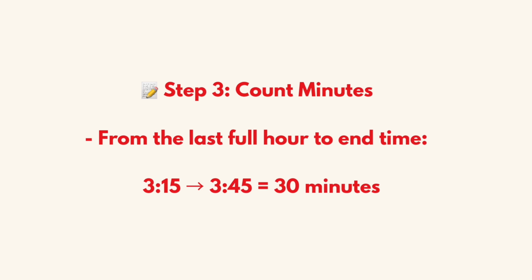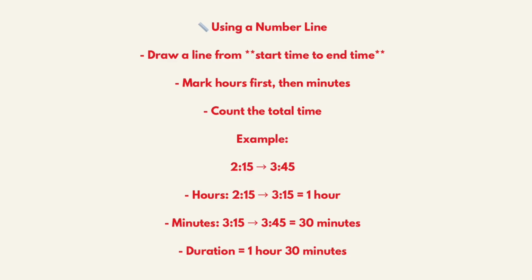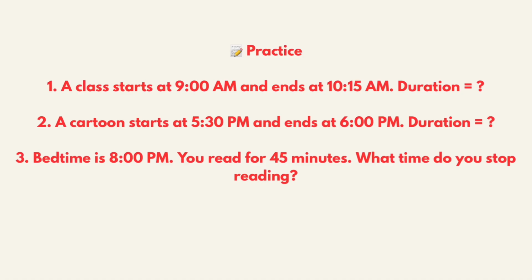Now we combine both hours and minutes to get the total duration. 1 hour plus 30 minutes gives us 1 hour 30 minutes. You can also use a number line to understand it better. You can easily memorize this by using a tip. Always check if minutes go past an hour. Use clocks or number lines. If it's tricky, practice with your daily activities. You can understand it in a better way. Okay, see you in the next session.